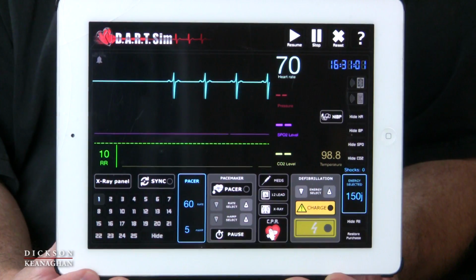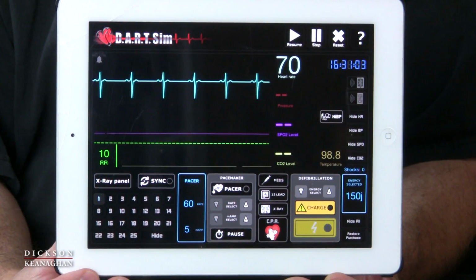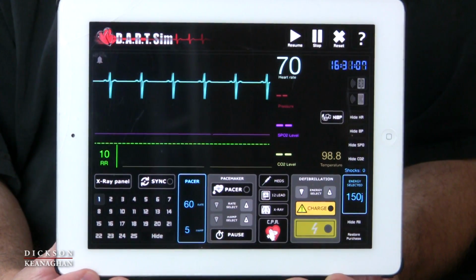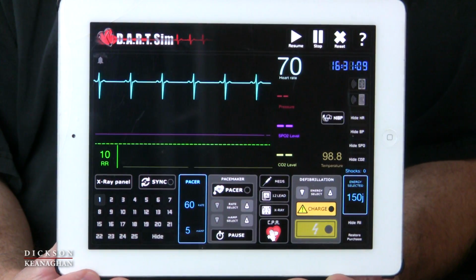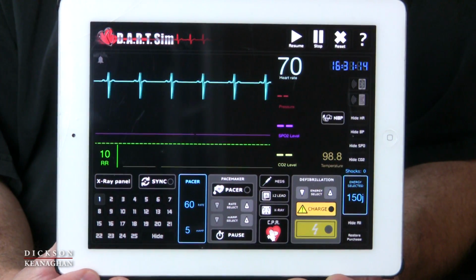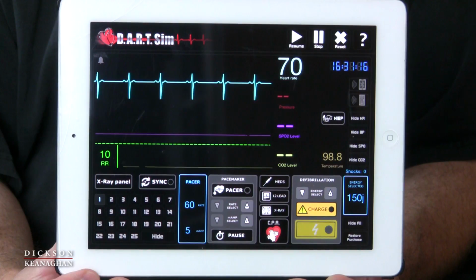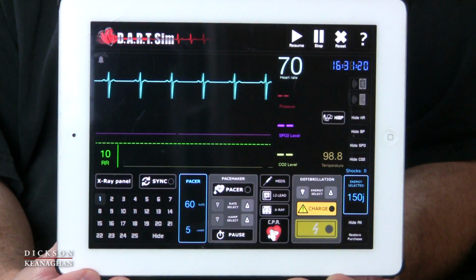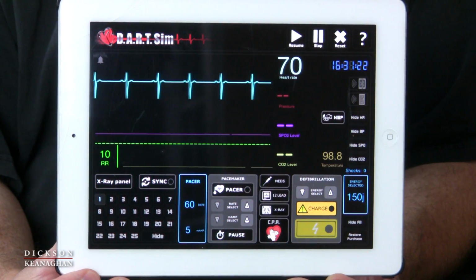We do see a change in this rhythm, but the first thing we need to check is if there's perfusion, is there a pulse? If there is no pulse, we're going to call this rhythm, although it looks like normal sinus rhythm, PEA, pulseless electrical activity. So what is the team continuing to do? Of course, high quality CPR.